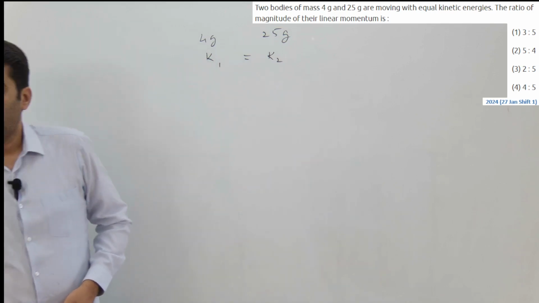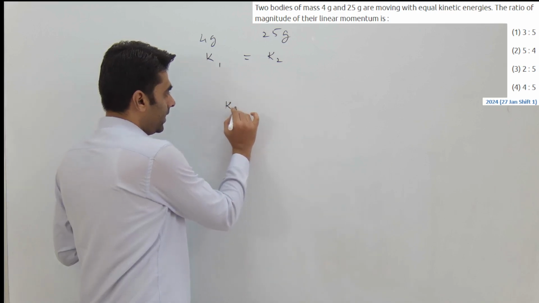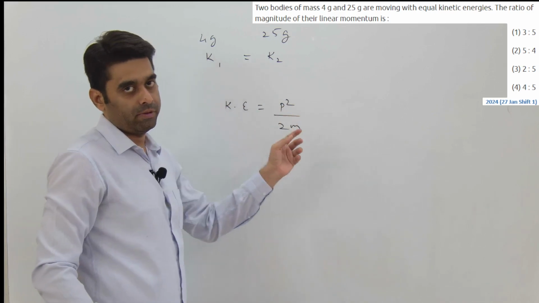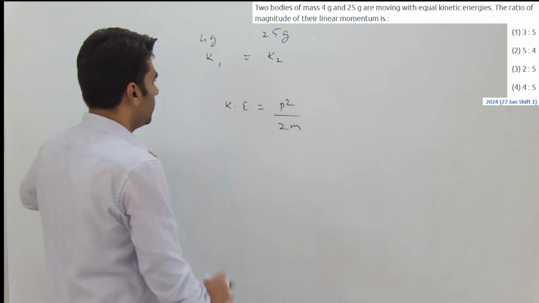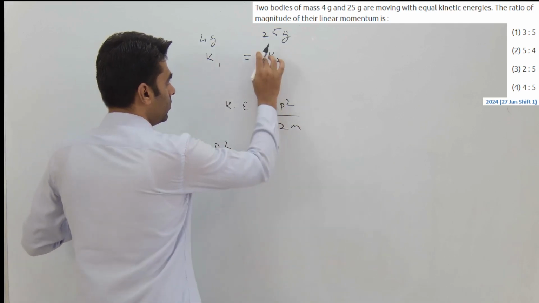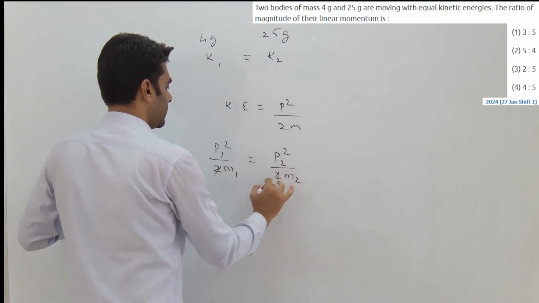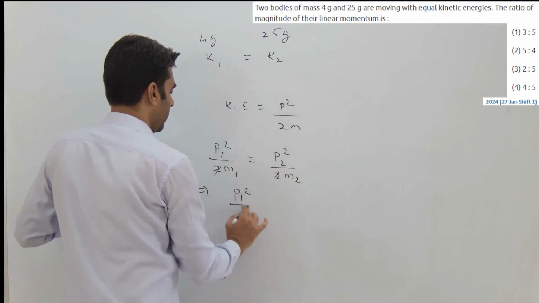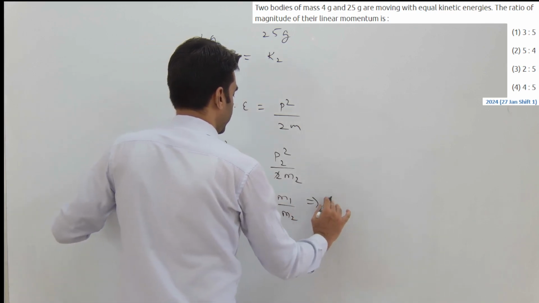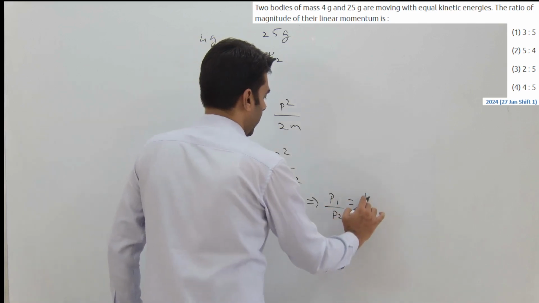So what do we know? What is the relation between kinetic energy and momentum? The relation is kinetic energy equals P square by 2m. We'll substitute. K1 can be written as P1 square by 2m1, which equals K2, which we can write as P2 square by 2m2. The 2 cancels out, so P1 square by P2 square equals m1 by m2. From here I can write P1 by P2 equals root over m1 by m2.